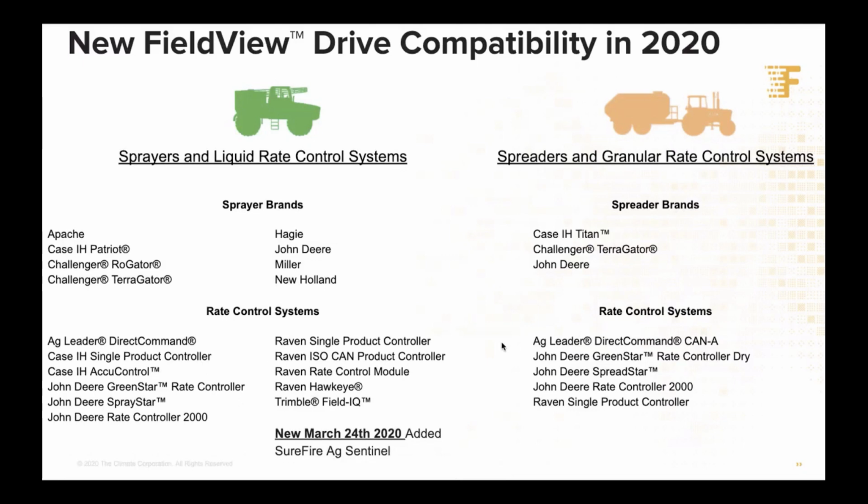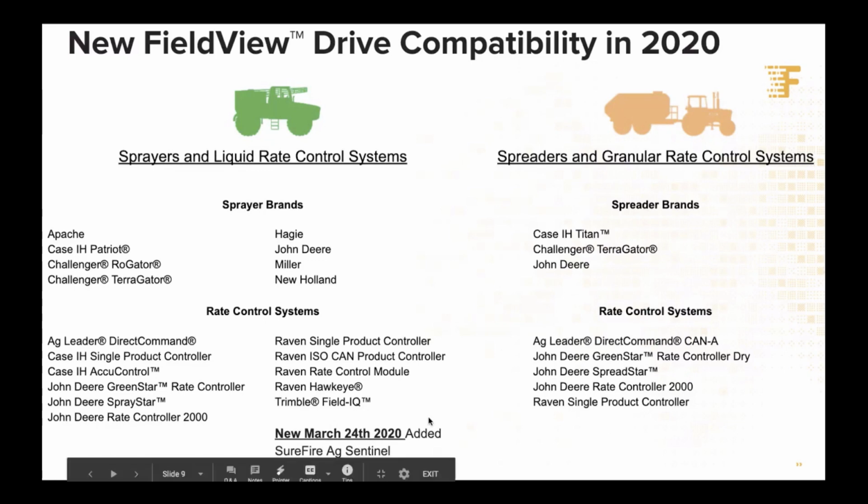When you come over here to the right side, this is the granular, so the dry products. We've got Raven, John Deere, and Ag Leader. So keep that in mind that this isn't quite the same as planting and harvest. We have some more brand opportunity and differentiation, which is really a good thing for you as the farmer and the dealer. One comment I'll make before I move on, down at the bottom center, we have a new addition.